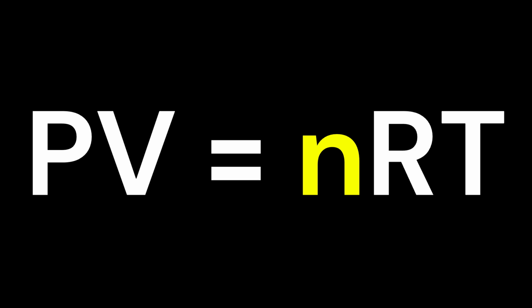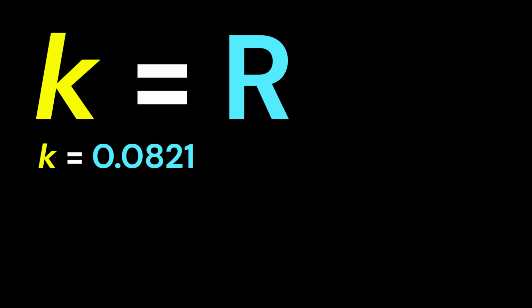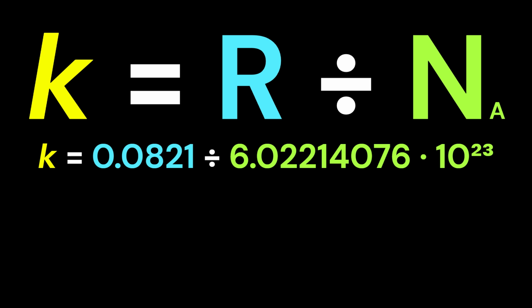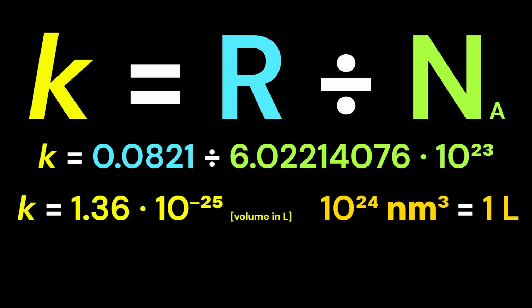Luckily, there is another version of the law, PV equals nkT. This time, N is the number of particles exactly, and k is Boltzmann's constant. We can calculate k by taking the R value, 0.0821 since we are using atmospheres, and dividing it by Avogadro's number. For this calculation, k is 1.36 times 10 to the negative 25, but that's using liters as the volume. Since the box dimensions are in nanometers, I need to convert liters to cubic nanometers. There are 10 to the 24 cubic nanometers per liter, which results in a k of 0.136.